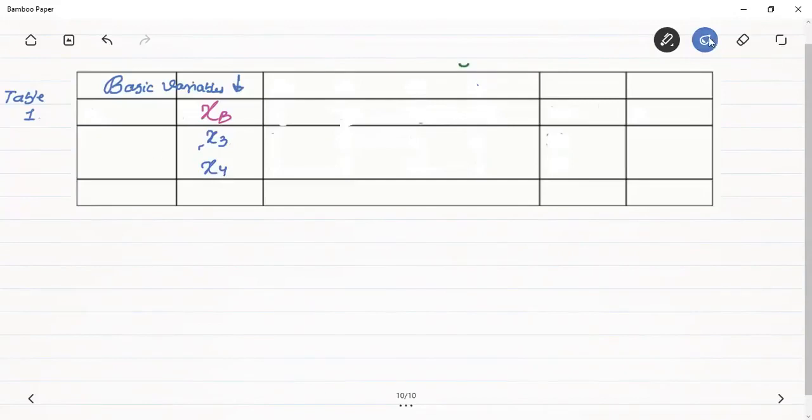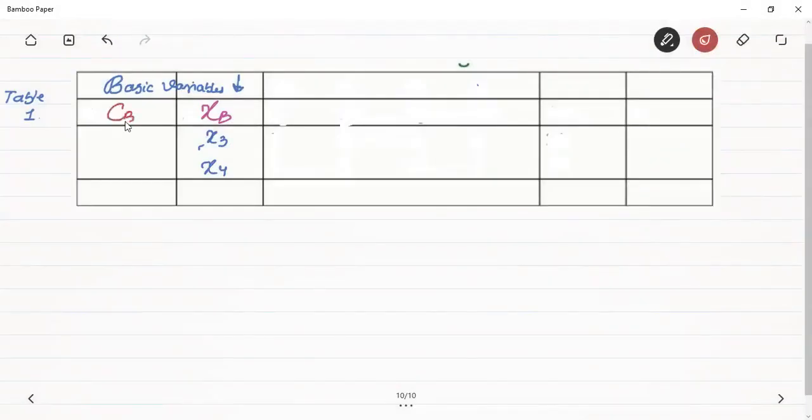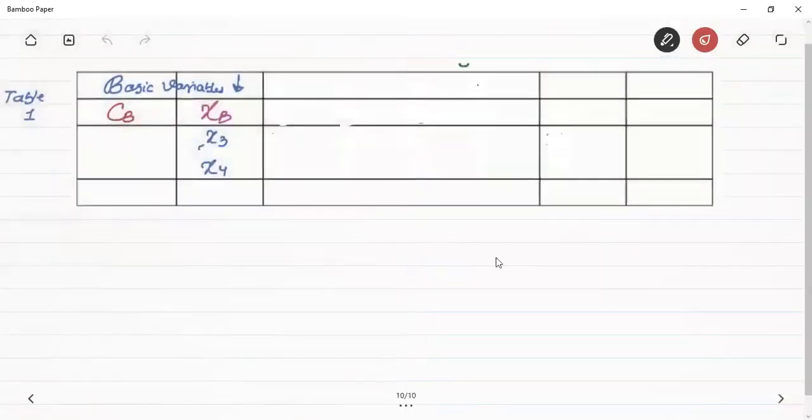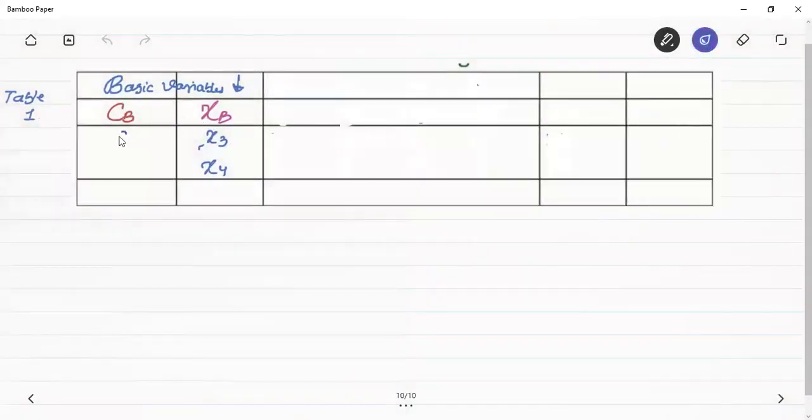And in this column, we write CB. Okay, it represents the cost coefficient of the basic variable. And you know that the cost coefficients of these basic variables are both 0. You can see that the cost coefficient of x3 is 0 and the cost coefficient of x4 is also 0. Therefore these are the cost coefficients of the basic variables, and this will be 0 and this will also be equal to 0. Okay, and this is what we write here.